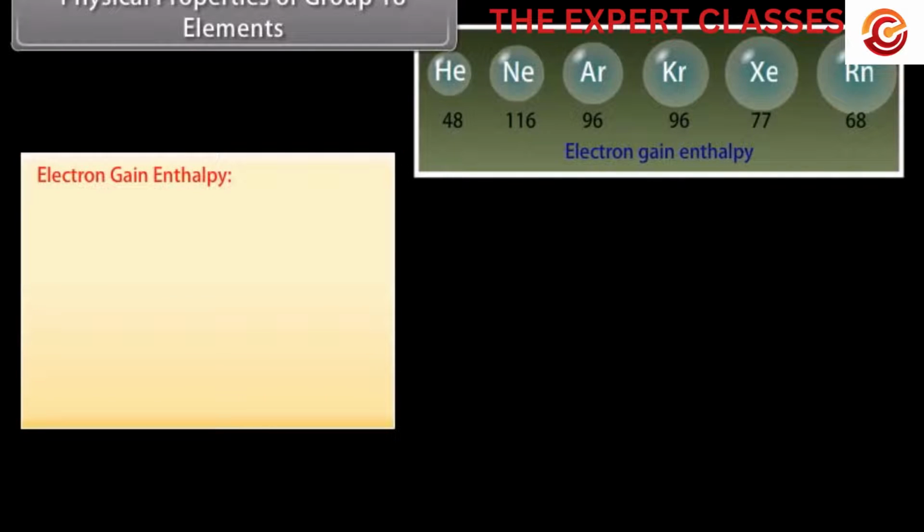Electron gain enthalpy. Since noble gases have stable electronic configurations, they have no tendency to accept an electron and therefore have large positive values of electron gain enthalpy.